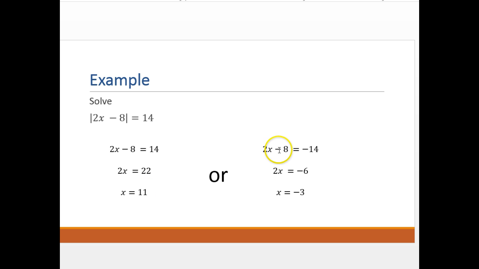Or I have a situation where 2x minus 8 equals negative 14. Add 8 to both sides, you get 2x equals negative 6, x equals negative 3. Well, let's see how this works.